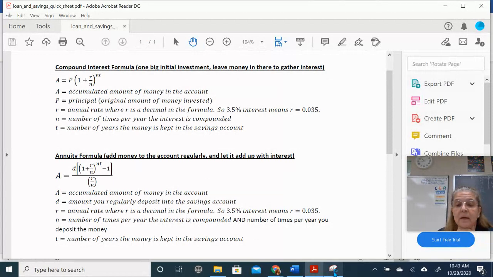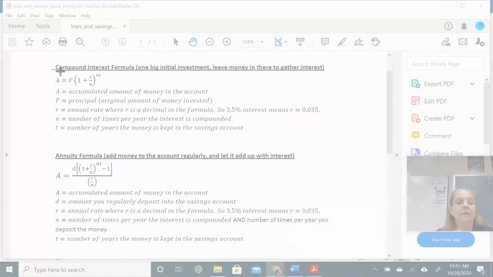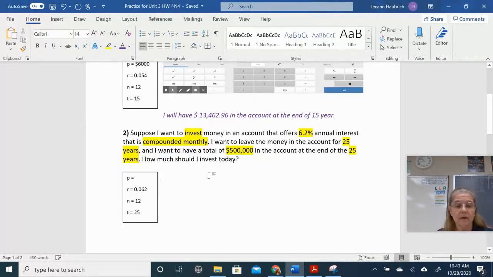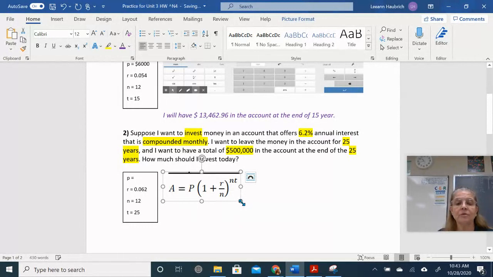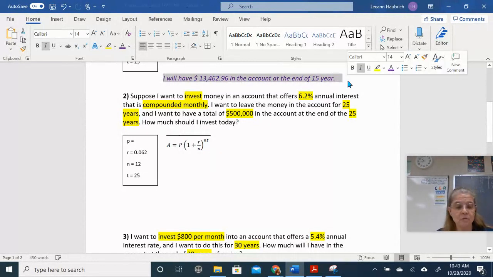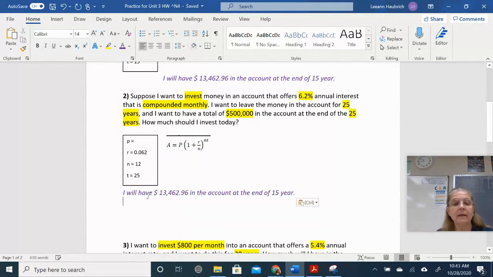So again, I'm going to take a new screenshot. This is the formula I need, except I have different parts of the formula this time. Let's show you what I mean. Control V, I'm going to shrink it a little, and I'm going to fill in the parts I have. But before I do that, I want to know how much I should invest today. So I have to start with my question. So I'm just going to take the question from here, put it down here.